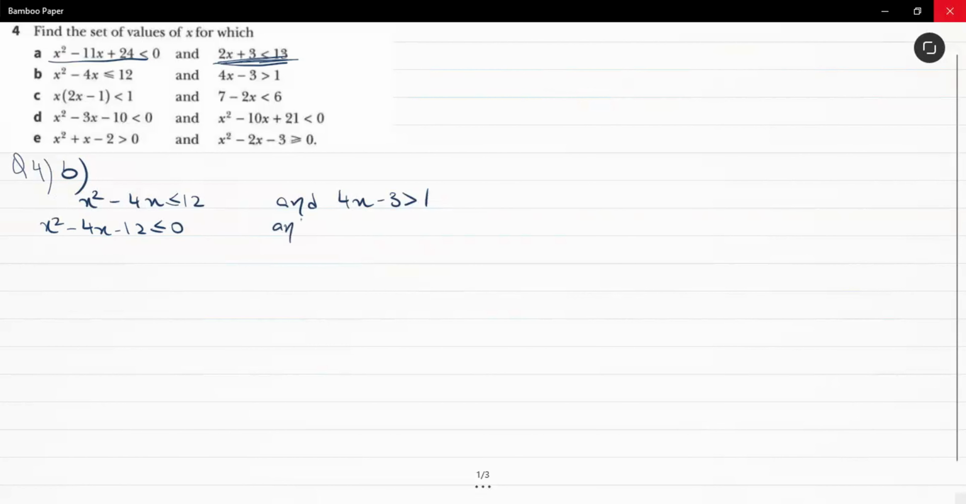And for the other one, we have 4x is greater than 1 plus 3: negative 3 will become positive 3 here, so 1 plus 3, and it's going to become 4.